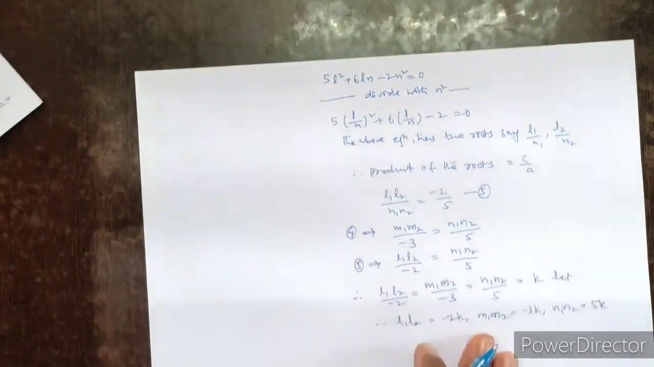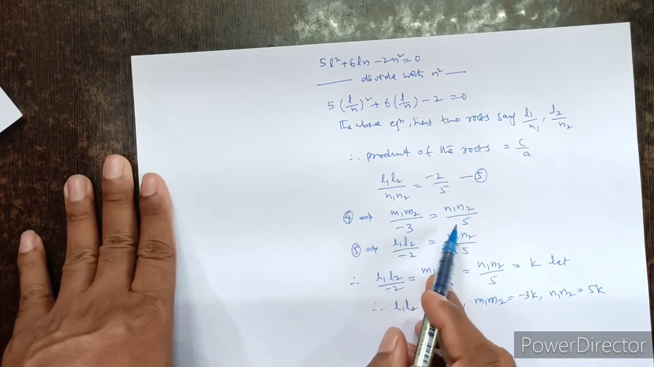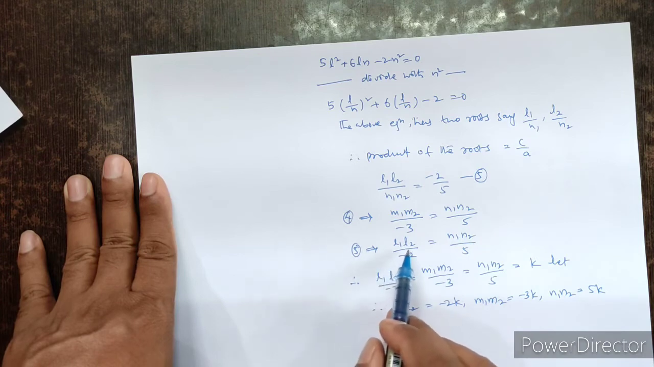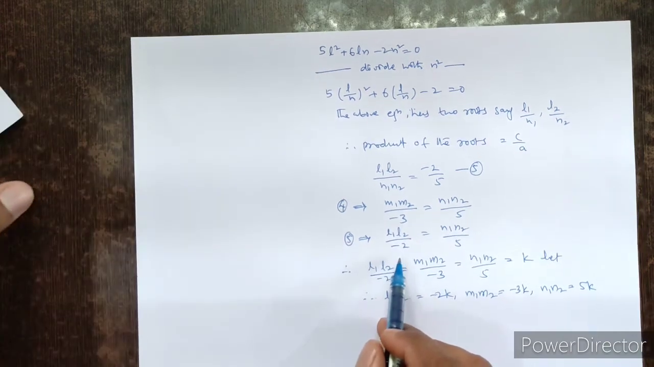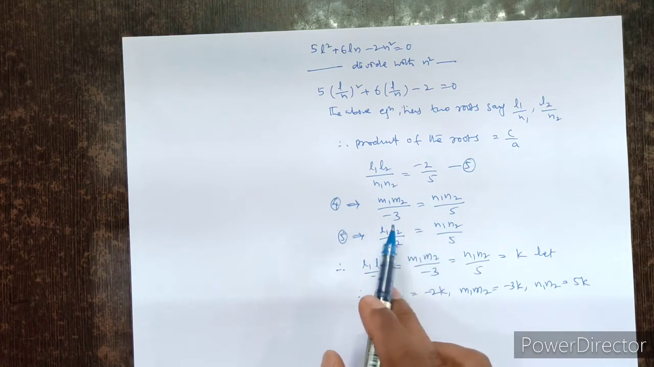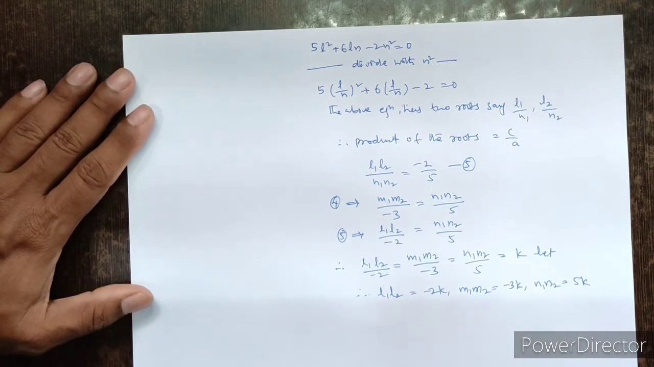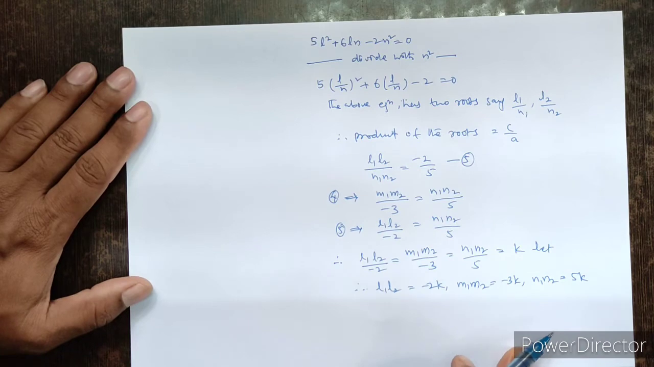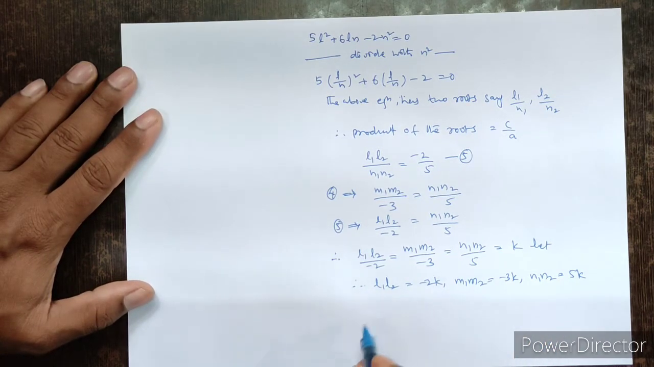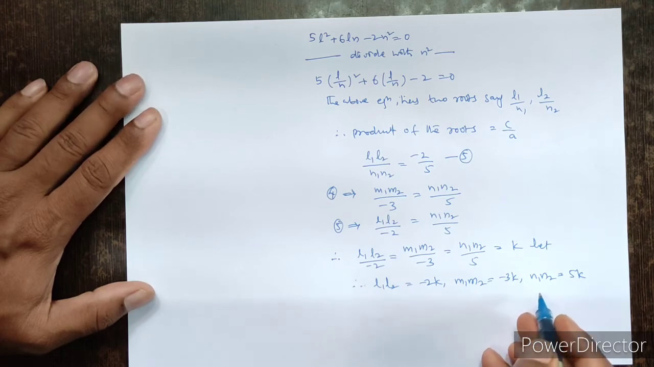Sorry, see. So 4 can be written as m1 m2 by minus 3 equal to n1 n2 by 5. The fifth one, L1 L2 by n1 n2 equal to minus 2 by 5, can be written as L1 L2 by minus 2 equal to n1 n2 by 5. This is n1 n2 by 5, this is also n1 n2 by 5. So equating all these, L1 L2 by minus 2 equal to m1 m2 by minus 3 equal to n1 n2 by 5, that equal to k, any non-zero real number. So therefore L1 L2 equal to minus 2k, m1 m2 equal to minus 3k, n1 n2 equal to 5k.